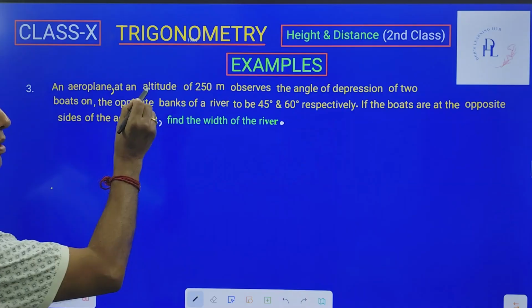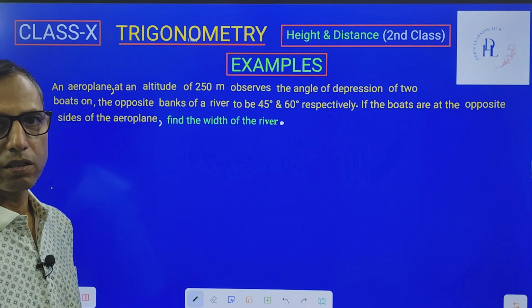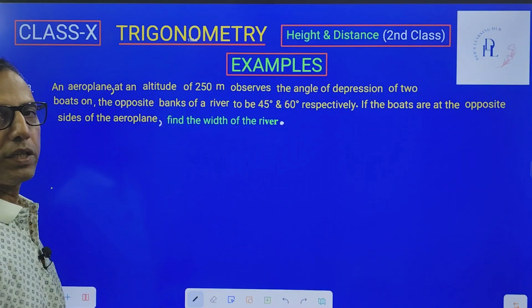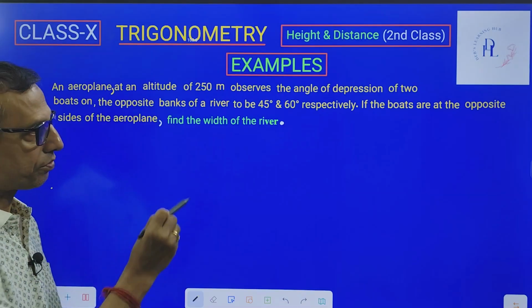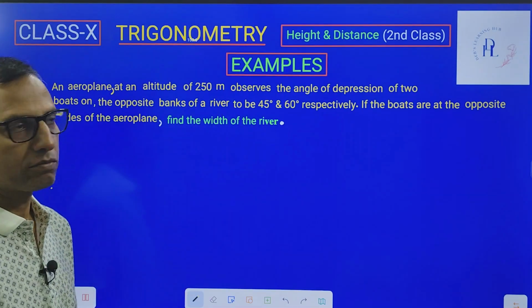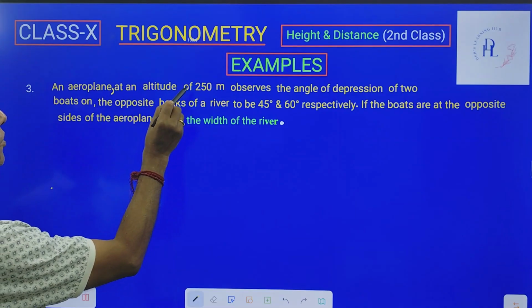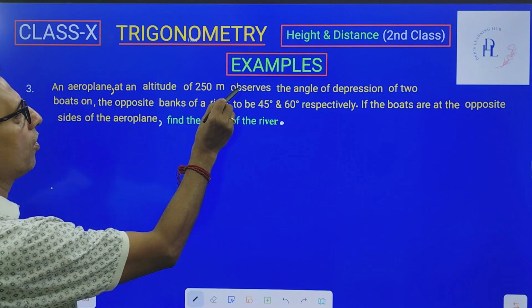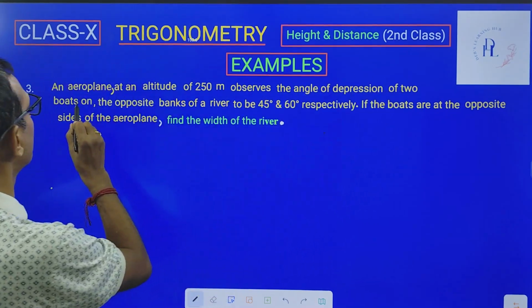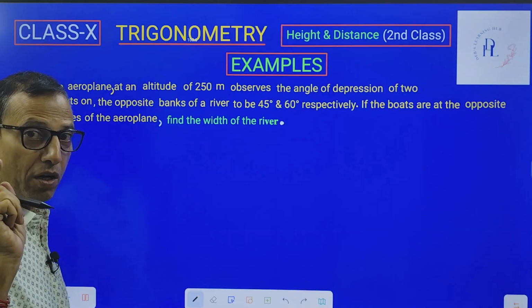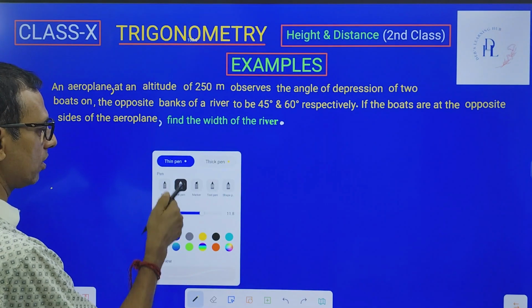Okay. Problem number 3. See, here no picture is given. It's like a story. From the story itself, you need to depict the diagram. You need to transform this story into a diagram. So what is told here? An aeroplane at an altitude of 250 meters observes the angle of depression of two boats. There are a few words you need to remember.